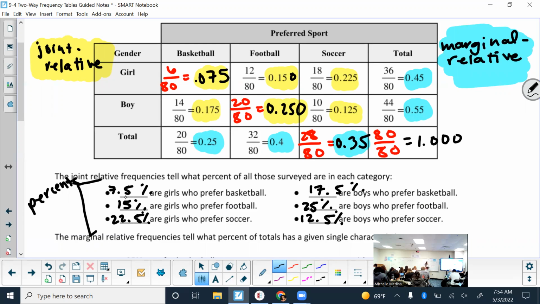What type of frequencies are these down here? Marginal or joint? Joint, because it's 2 things at once. Almost done.